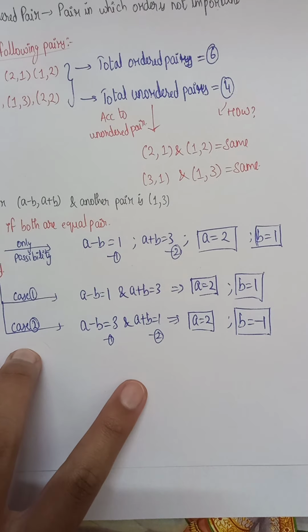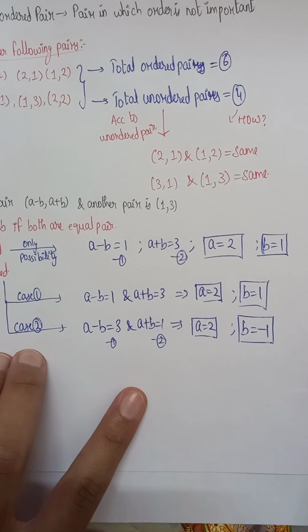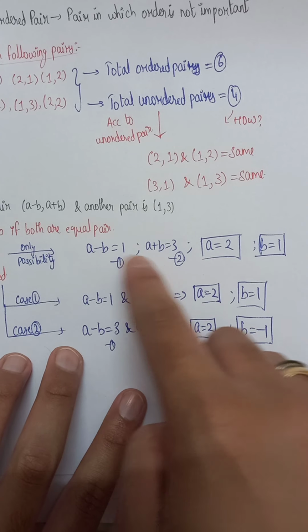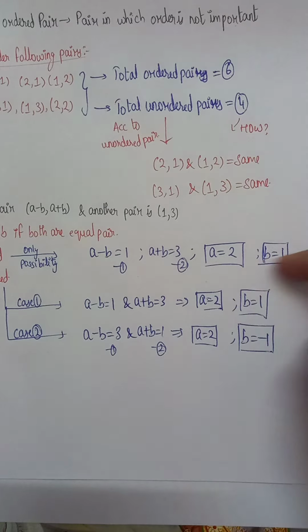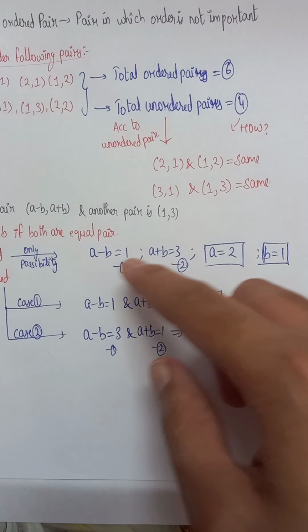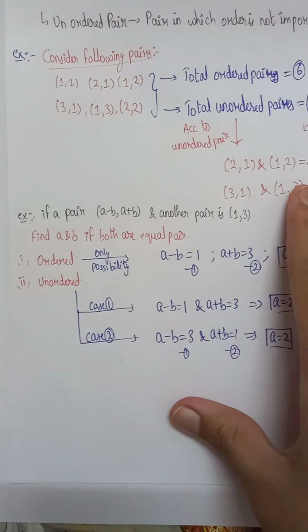If you want, you can solve these linear equations by the elimination method. If you do equation number 1 plus equation number 2, then b gets cancelled. 2a is equal to 4, a is equal to 2, and then substitute the value of a in the first equation. So 2 minus b is equal to 1, therefore minus b is equal to minus 1, minus minus gets cancelled, and b is equal to 1. Okay, so I hope you understood this example.